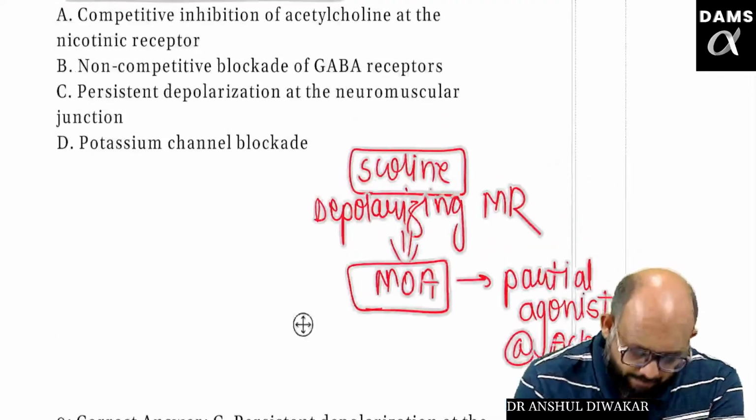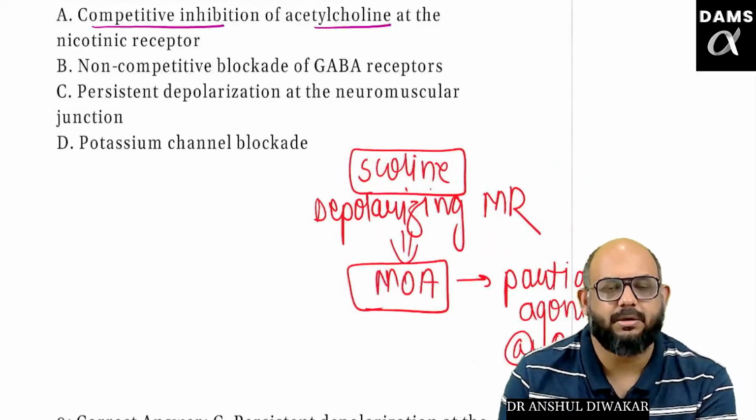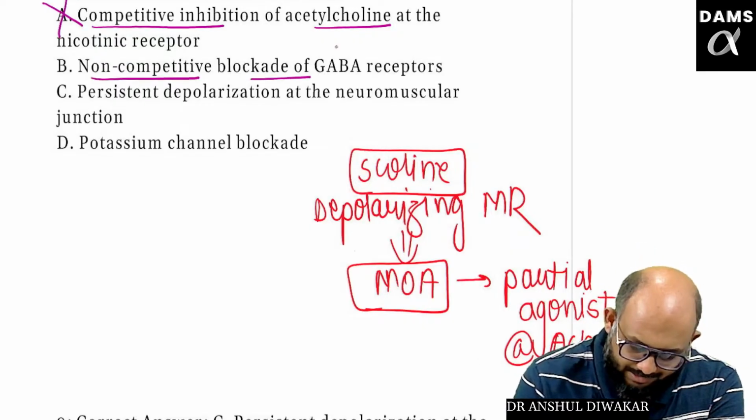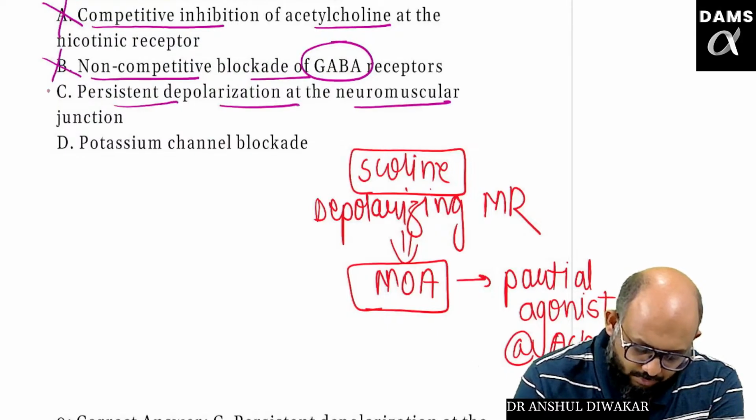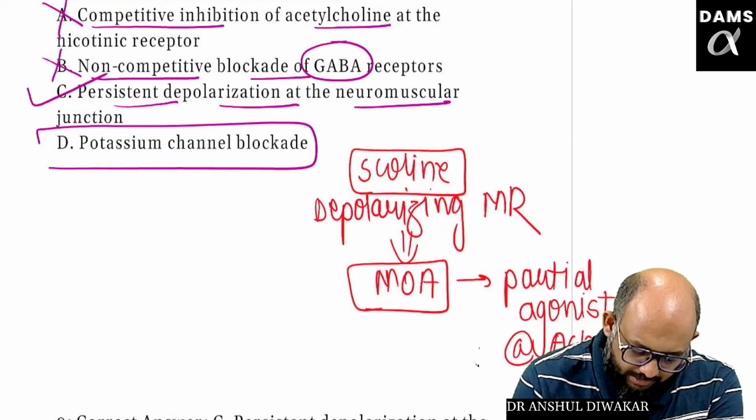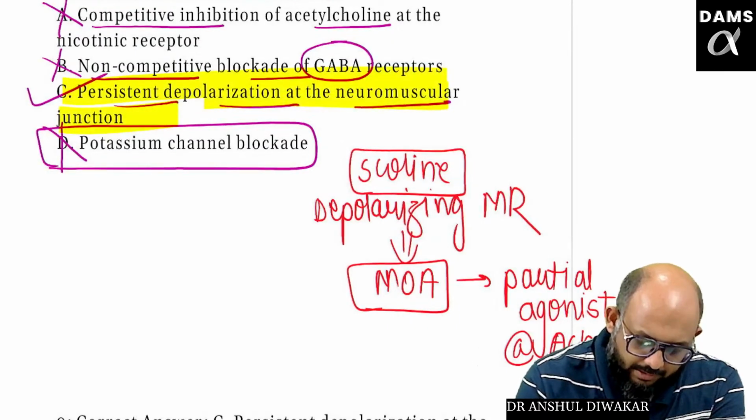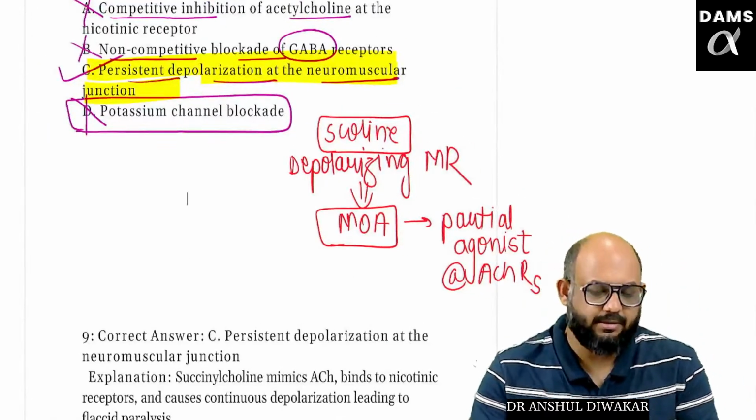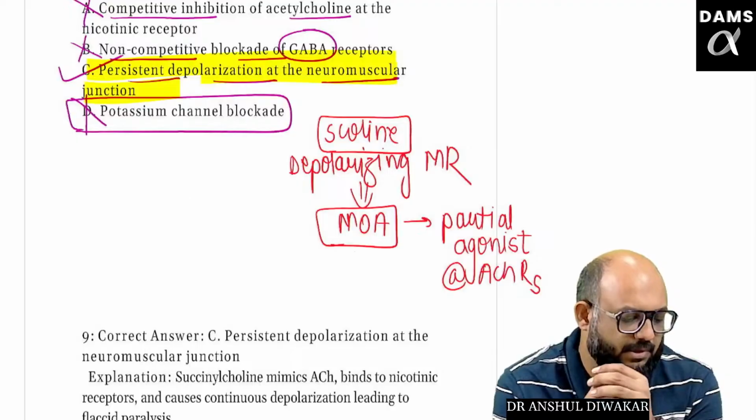Is it a competitive inhibition of acetylcholine at nicotinic receptor? No. Non-competitive blockade at GABA? No. Persistent depolarization at neuromuscular junction? Yes. Potassium channel blockade? No. We know it causes persistent depolarization at the neuromuscular junction.